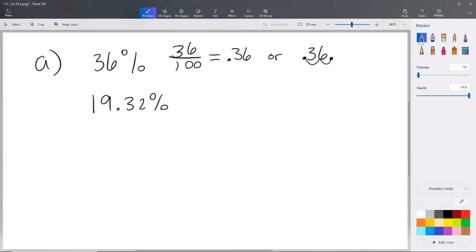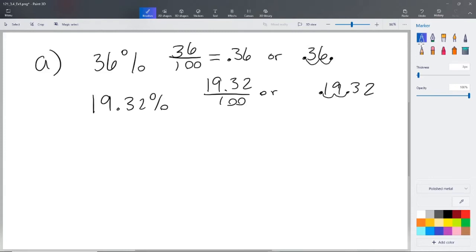Now, if we move down to 19.32%, it goes much the same way. Either we can take 19.32 and divide it by 100, or you can take 19.32 with our decimal point and move that decimal point 2 places to the left, and either way you're going to get 0.1932.